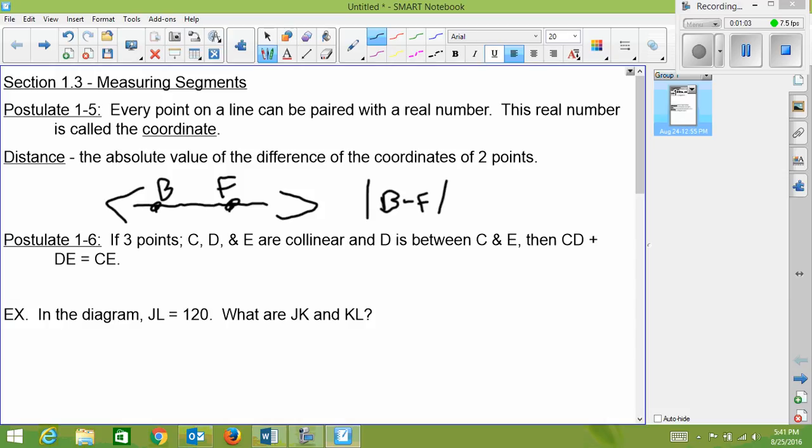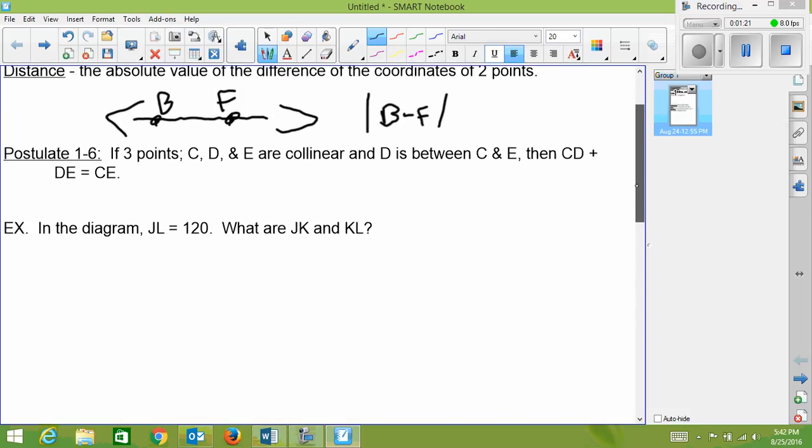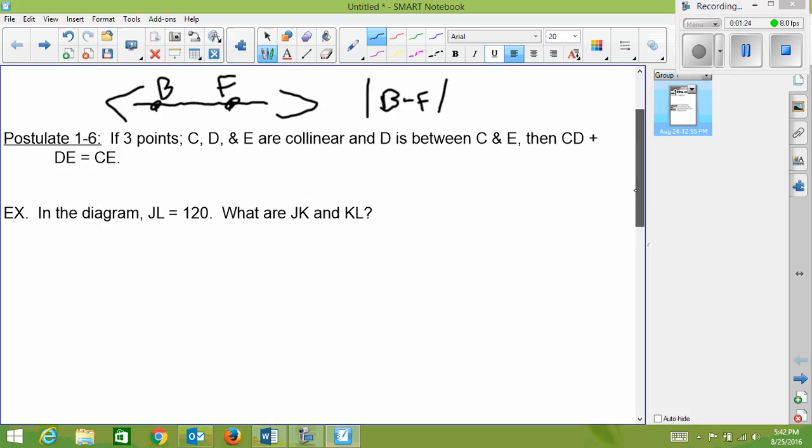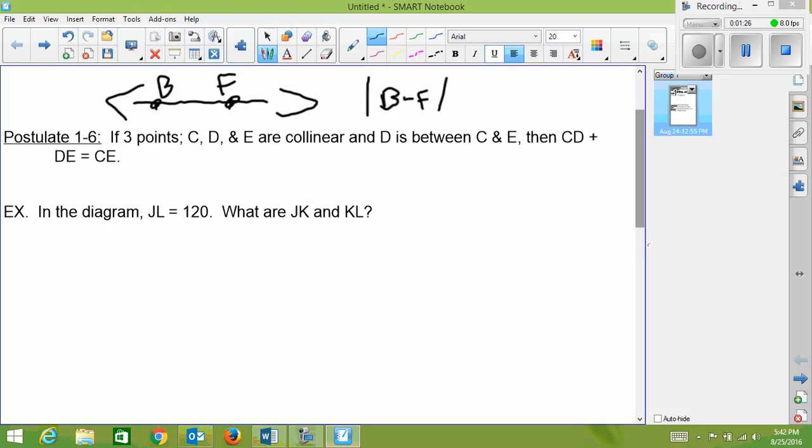That's all that means. Postulate 1.6, if 3 points C, D, and E are collinear, which means they share a line, they're on a line, and D is between C and E, then CD plus DE is going to equal CE. And I will show you kind of what I mean with another example. So if I have a diagram, JL is going to be 120, and then I want to know, well, if that's the case, what are JK and KL?